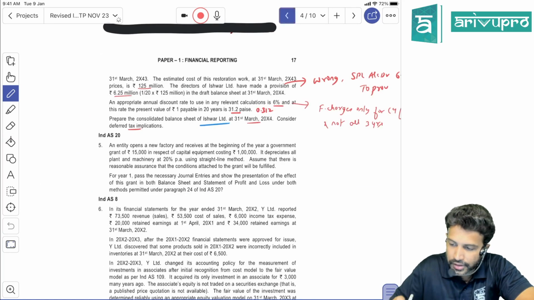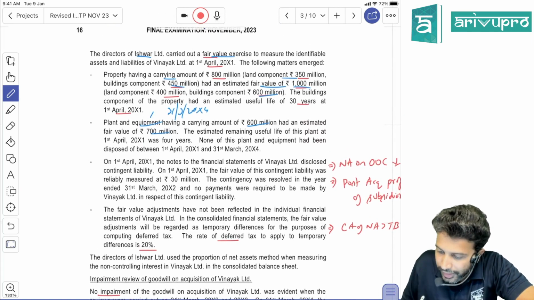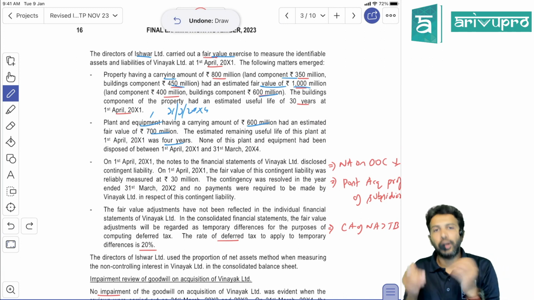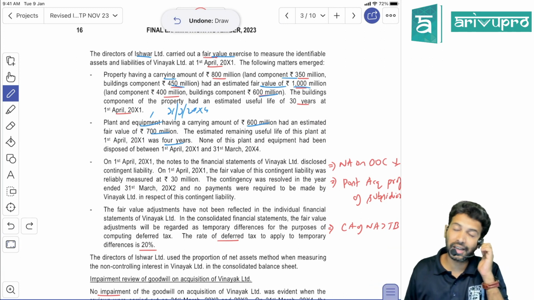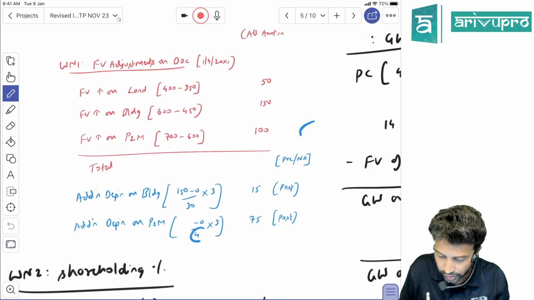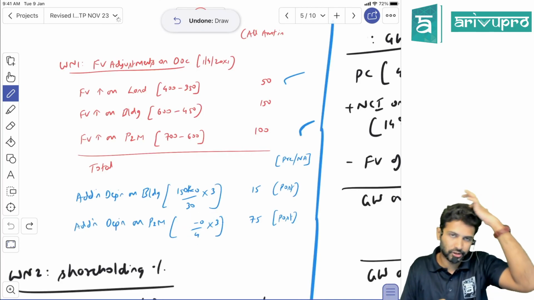Have they given the life of this plant and machinery? Yes. The remaining life of this plant on 1st April 20x1 was 4 years. Again, now we are on 31st March 20x4. So we'll have to calculate additional depreciation for 3 years. So divided by 4, which is your life, into 3 years, because that's the total life we are talking about.